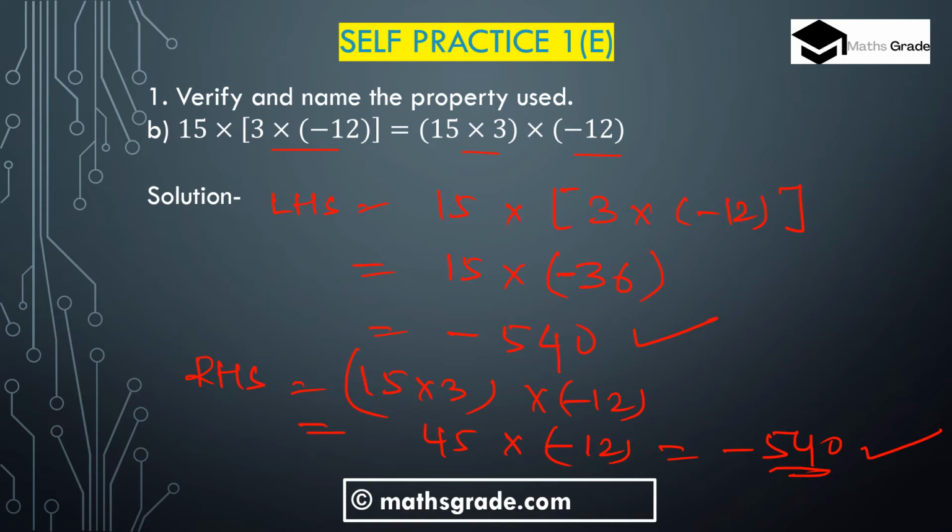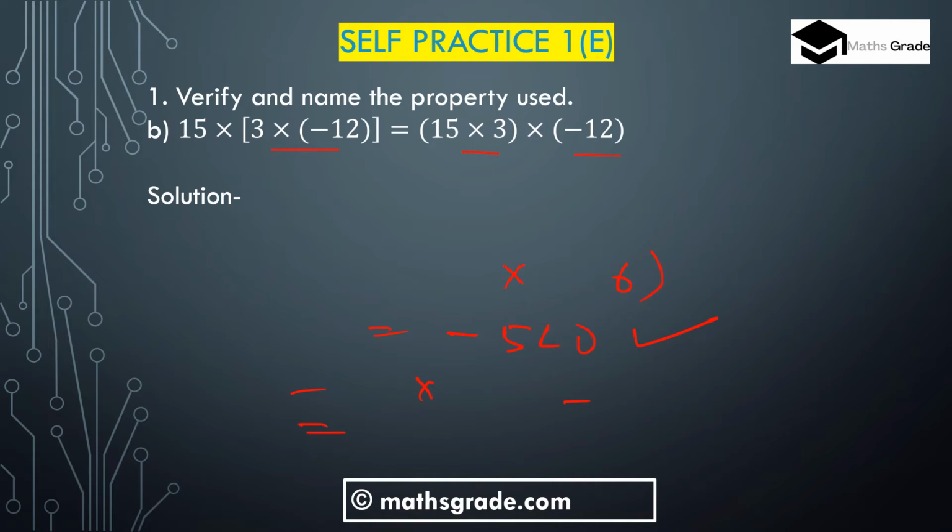Now left hand side is equal to right hand side, so this property is known as the associative property. Left hand side is equal to right hand side, and this is associative property of multiplication.